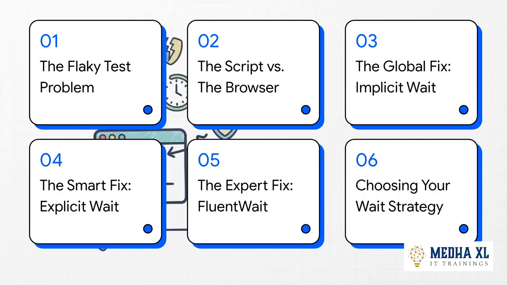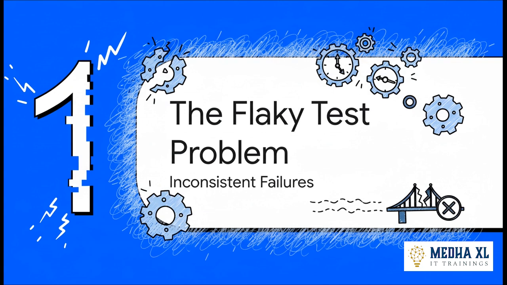So here's how we're going to break it all down. First, we'll nail down exactly what the flaky test problem is. Then we'll uncover the root cause, this battle between the script and the browser. From there, we'll look at 3 powerful tools to fix it: the implicit, the explicit, and the FluentWait. And we'll wrap it all up by helping you figure out which strategy is the perfect fit for your project. All right, let's start with section 1.